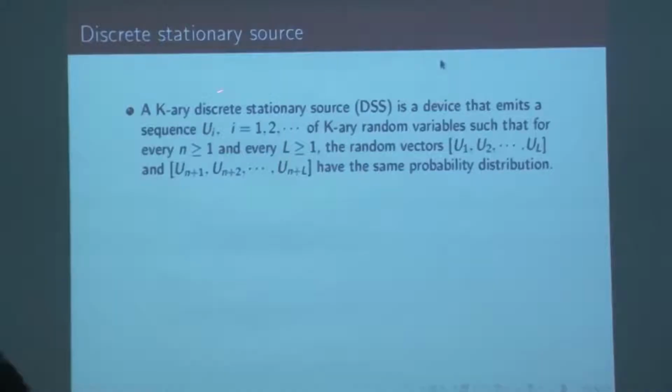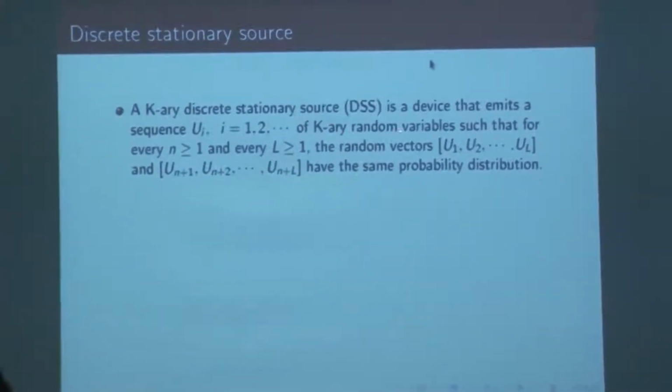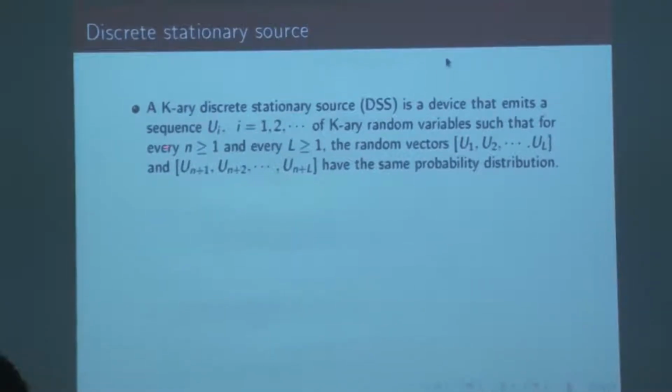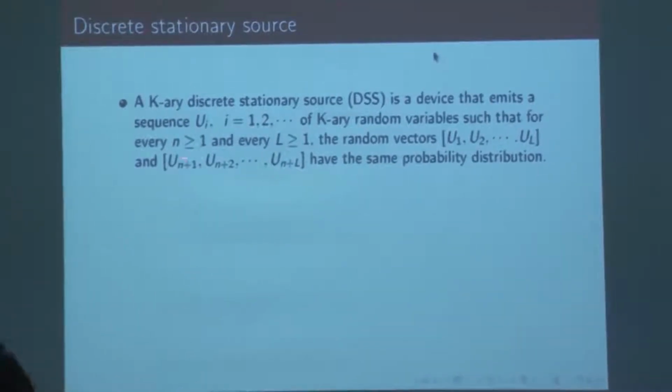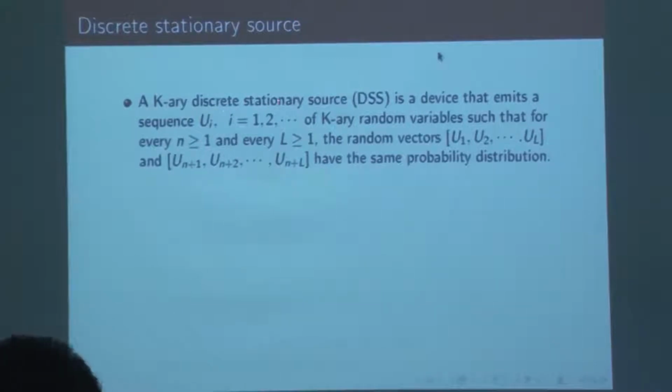So, a k-ary discrete stationary source is a device that emits sequences U_i of k-ary random variables such that for every n greater than or equal to 1 and for every L greater than or equal to 1, the random vectors U_1, U_2, U_3, ..., U_L and U_{n+1}, U_{n+2}, ..., U_{n+L} have the same probability distribution. So, basically we are saying that the distribution is stationary, right.